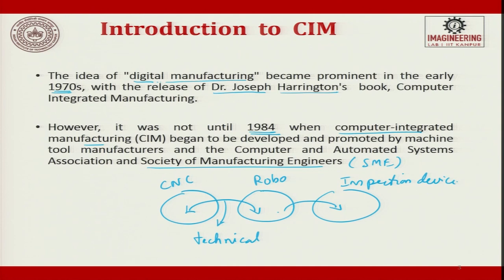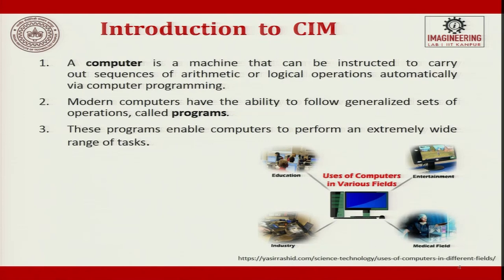They were not able to communicate with each other. Today, they all have understood that until and unless we bridge everybody, we will not succeed. Today, we have standard backbone platforms wherein CNC can talk, robot can talk, and inspection devices can talk. So, that is computer integrated manufacturing.